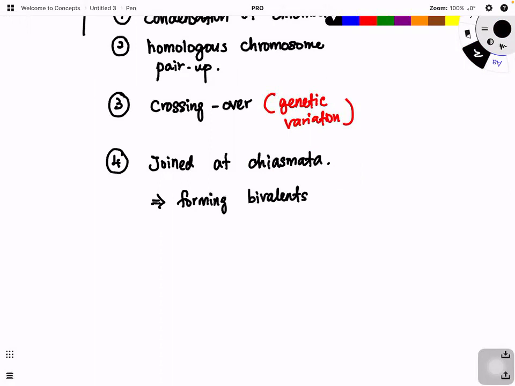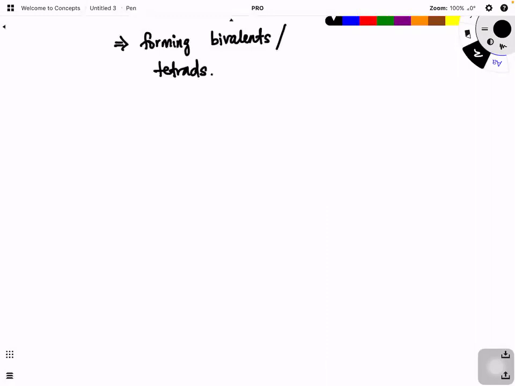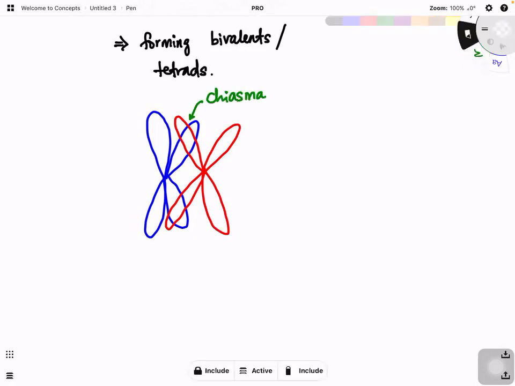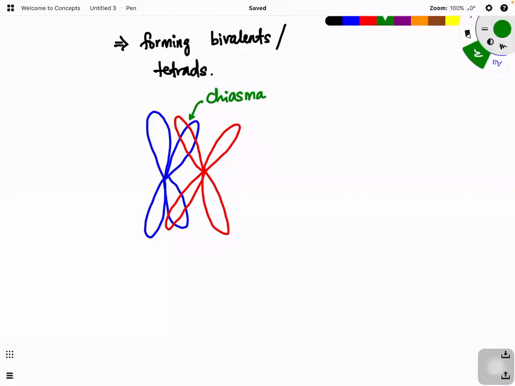Let us say bivalence or tetrads. I will show you guys later. What does this mean? Basically, the blue one and the red one are homologous. When they are homologous, they will do what we call crossing over. Can you see that? This is what I mean by the chiasmata. They join at the chiasma, singular, chiasmata, plural. So the entire thing here is termed the tetrad.